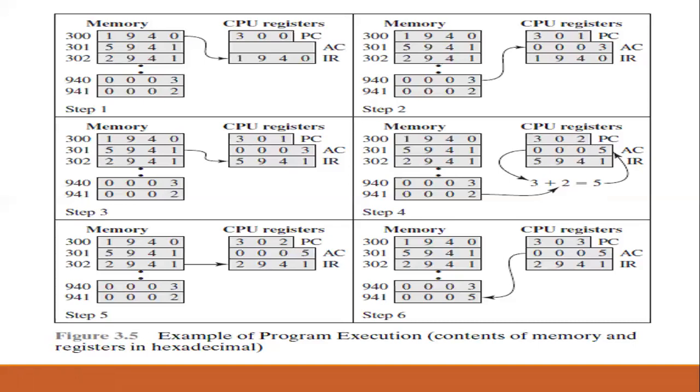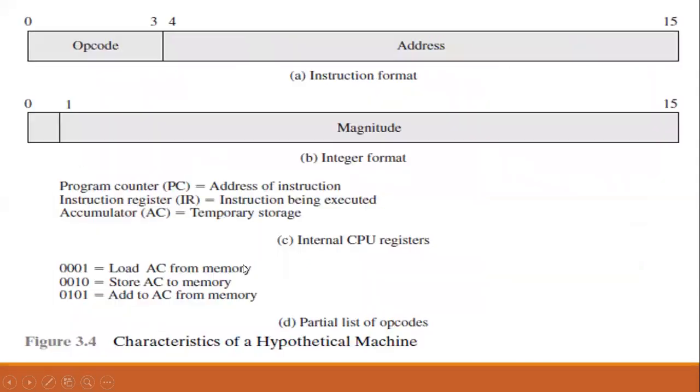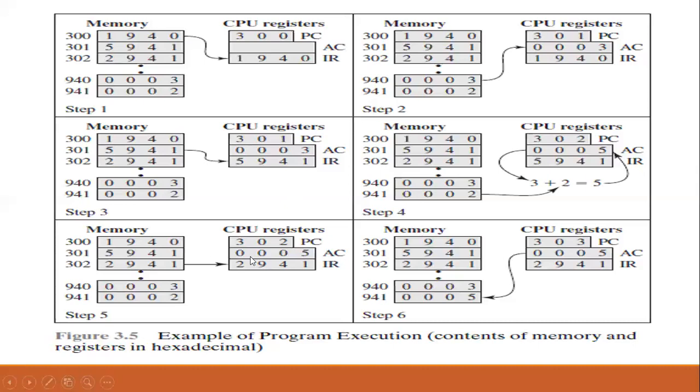Now let's see what is there at location 302. At location 302, this instruction is there, 2941. Again this is fetched and copied into your instruction register. 2941, so 2 is your opcode now, that is 0010. 0010 means store the contents of the accumulator to memory. So copy the contents of the accumulator to location 941. Okay, so in the next step, the contents of the accumulator are copied to location 941.